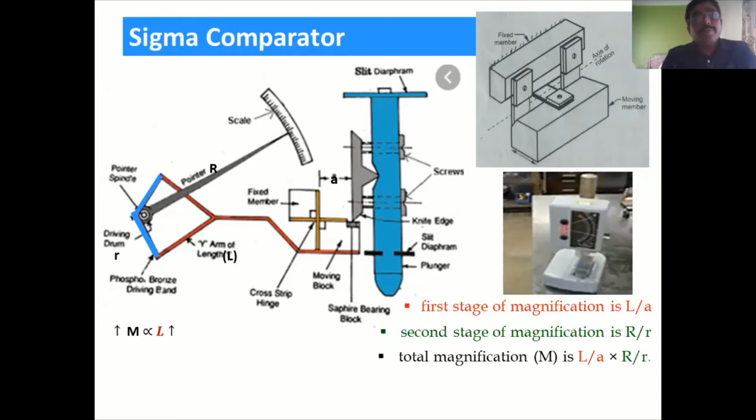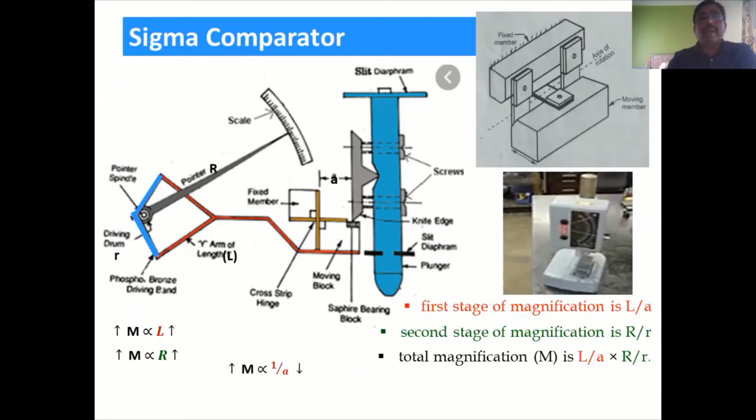Now, students, in this case, we can see how the magnification is high in the sigma comparator. I have given that M is directly proportional to L. Here you can see M is directly proportional to the L. Means as the length of the Y arm is more, the magnification goes on increasing. Second, M is directly proportional to the R. It means that if the length of the pointer, R, is long, it is more readable. So naturally the magnification increases.